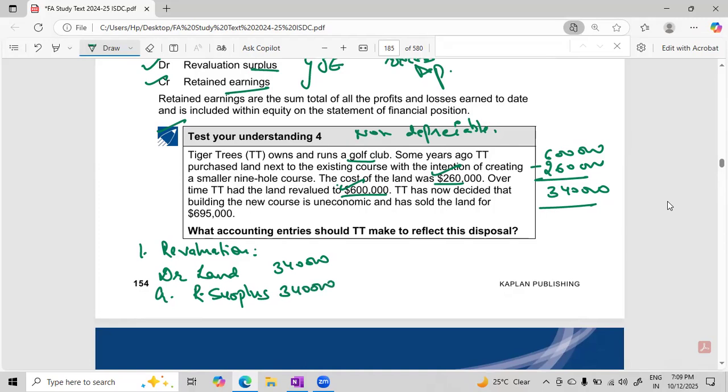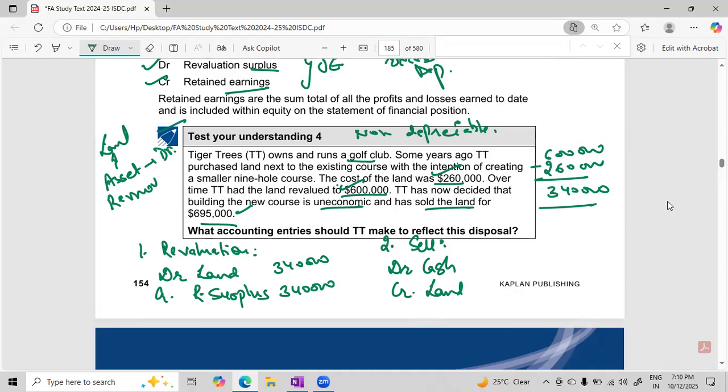Right? TT has now decided that building the new course is uneconomic and has sold the land. So first it purchased the land, then it revalued it, and now it is being sold. So let us make the entry for selling. When you sell something, what would come in? Cash would come in, or you can say bank if you are taking the proceeds via bank. And now what is going out? The land is going out. Land is an asset which has a debit balance, but since we are selling it, we have to remove it. So I will do the opposite here, a credit.